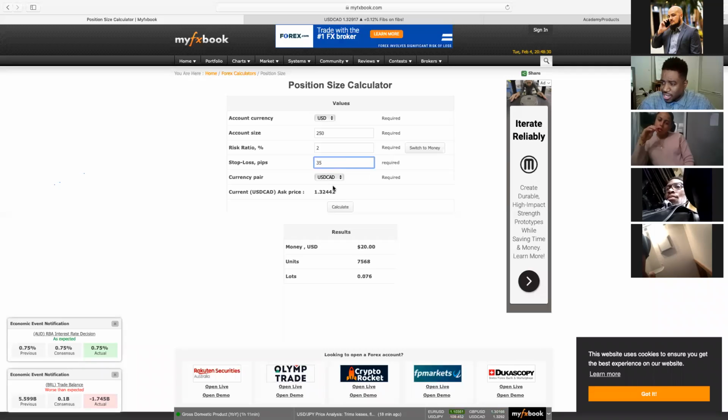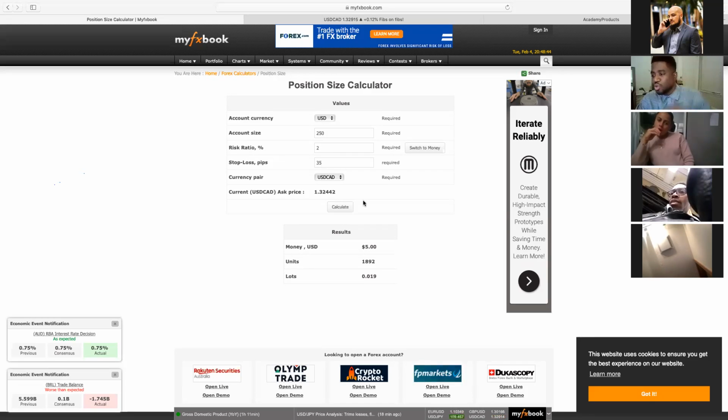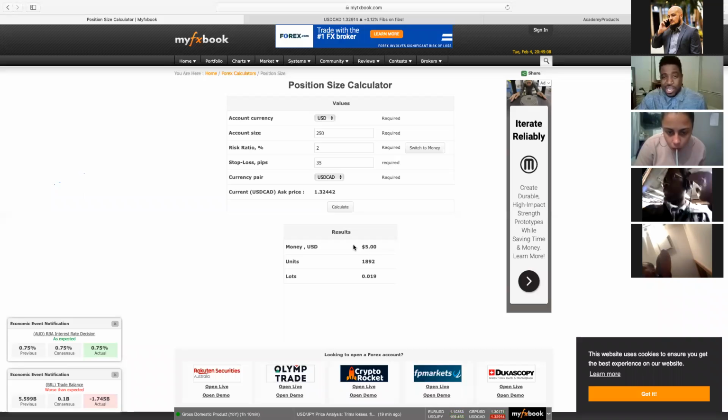USD CAD. Once I put that in there, I click calculate and it tells me my lot size. And I don't budge, because I've decided, I've counted the cost. This is what I'm willing to lose, 2%. In this case, 2% of 250 is $5. So it tells you up front what you're going to lose if you lose this trade. Give or take, it may be a little bit more because of the fees that your broker charges, so it could be $5.15, $5.20. But give or take, you're in the $5 range.